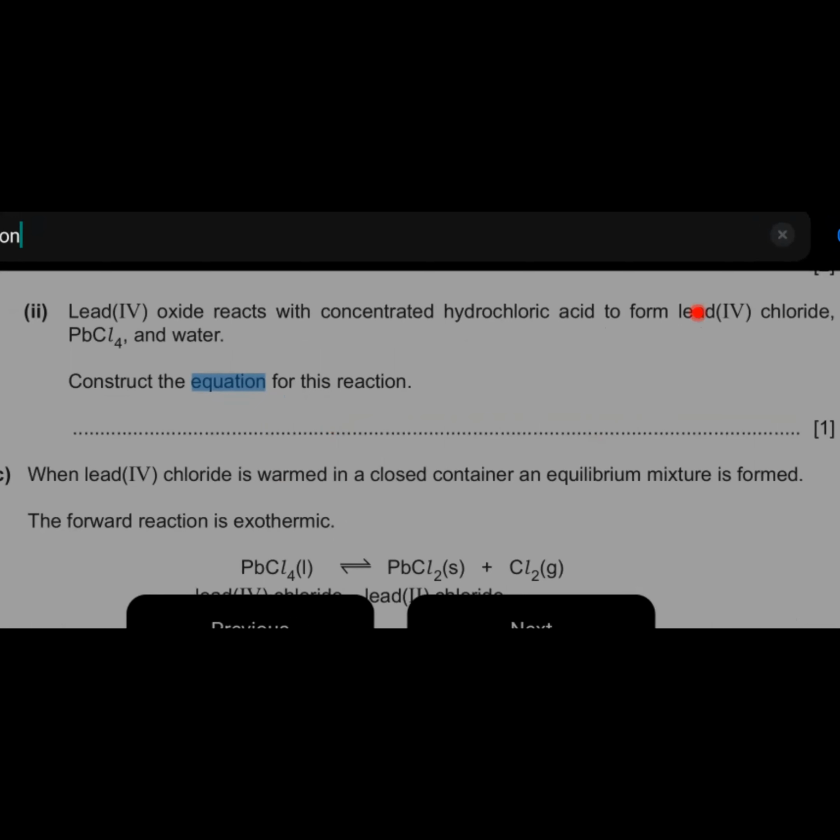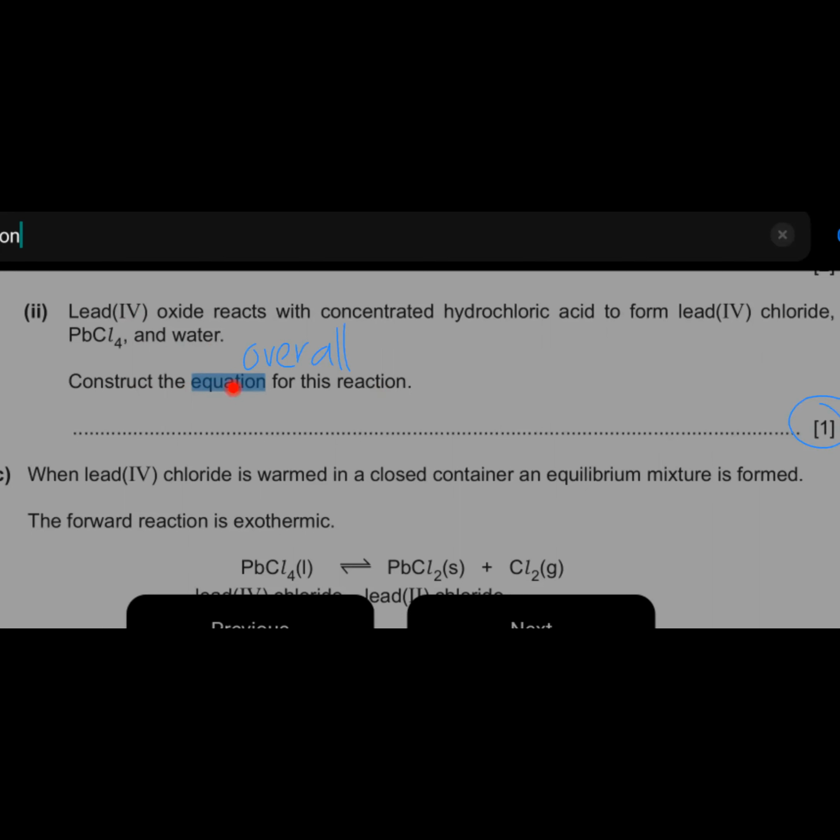So this is actually lead oxide reacts with concentrated hydrochloric acid to form lead fluoride. This is lead 4 they have mentioned here. Lead chloride they have already given, and water. And then they ask construct the equation for this reaction. Now when you just see the word equation, this is an overall equation they're asking. It's only 1 mark. So they're only asking you to write the overall equation. If they want the ionic equation, they specify that. Let's go to our ionic equation in a short while.